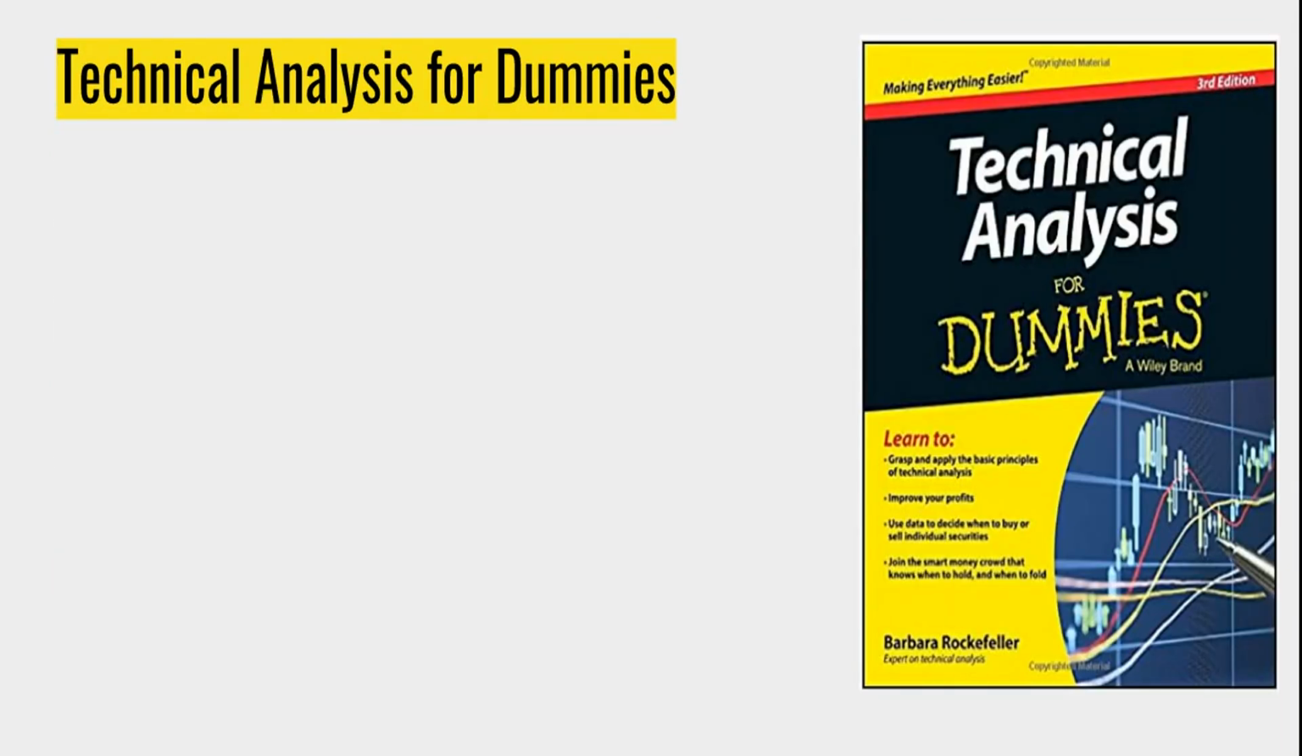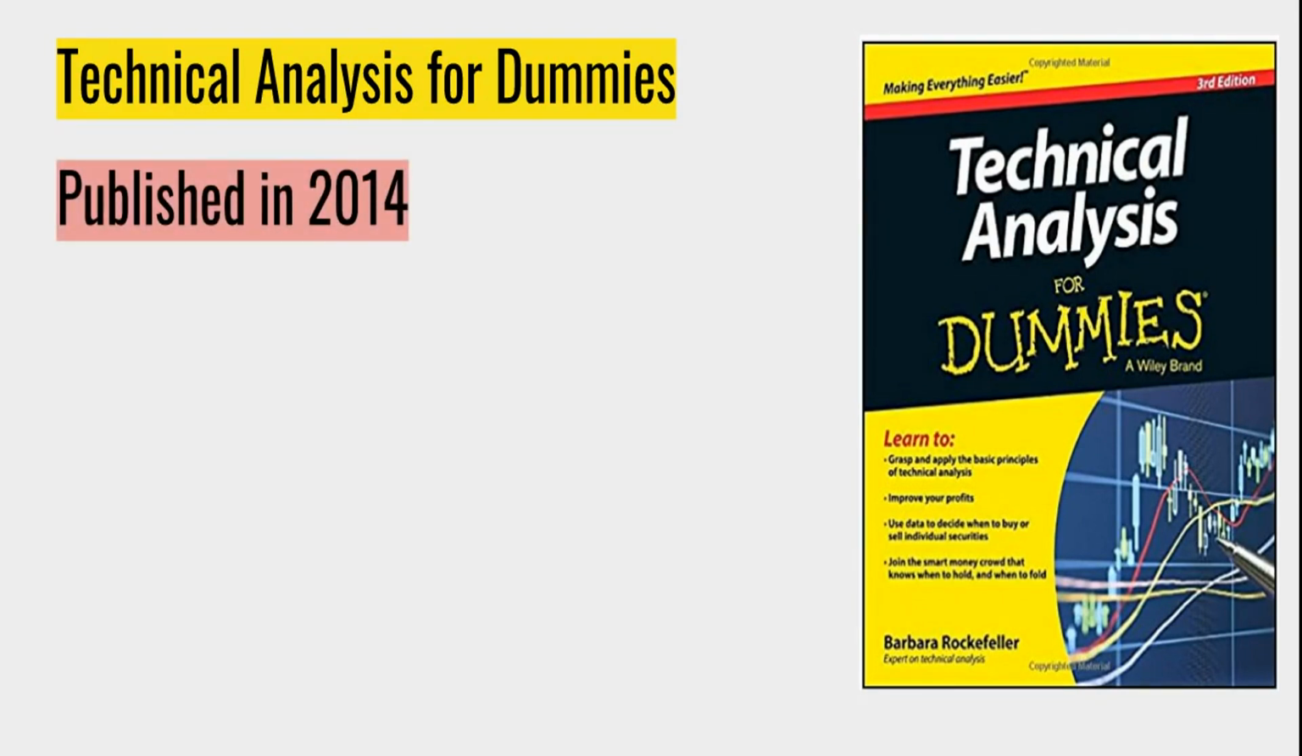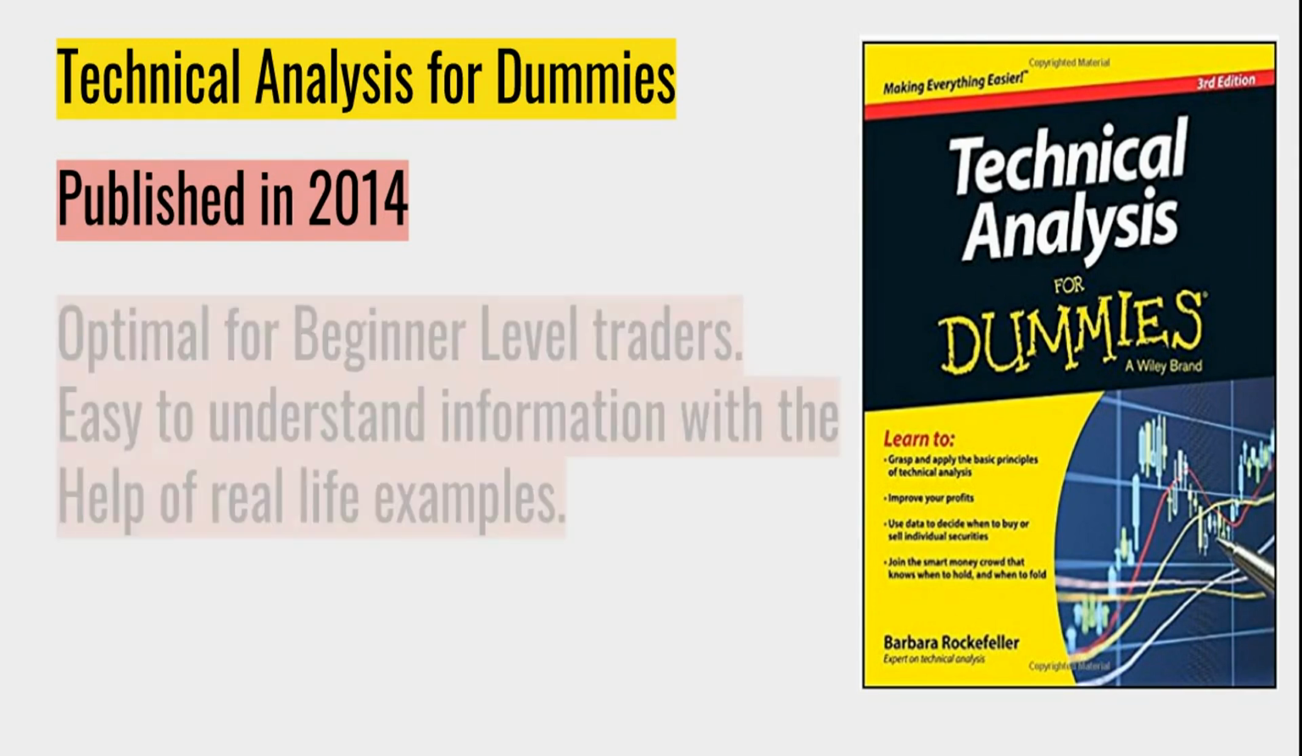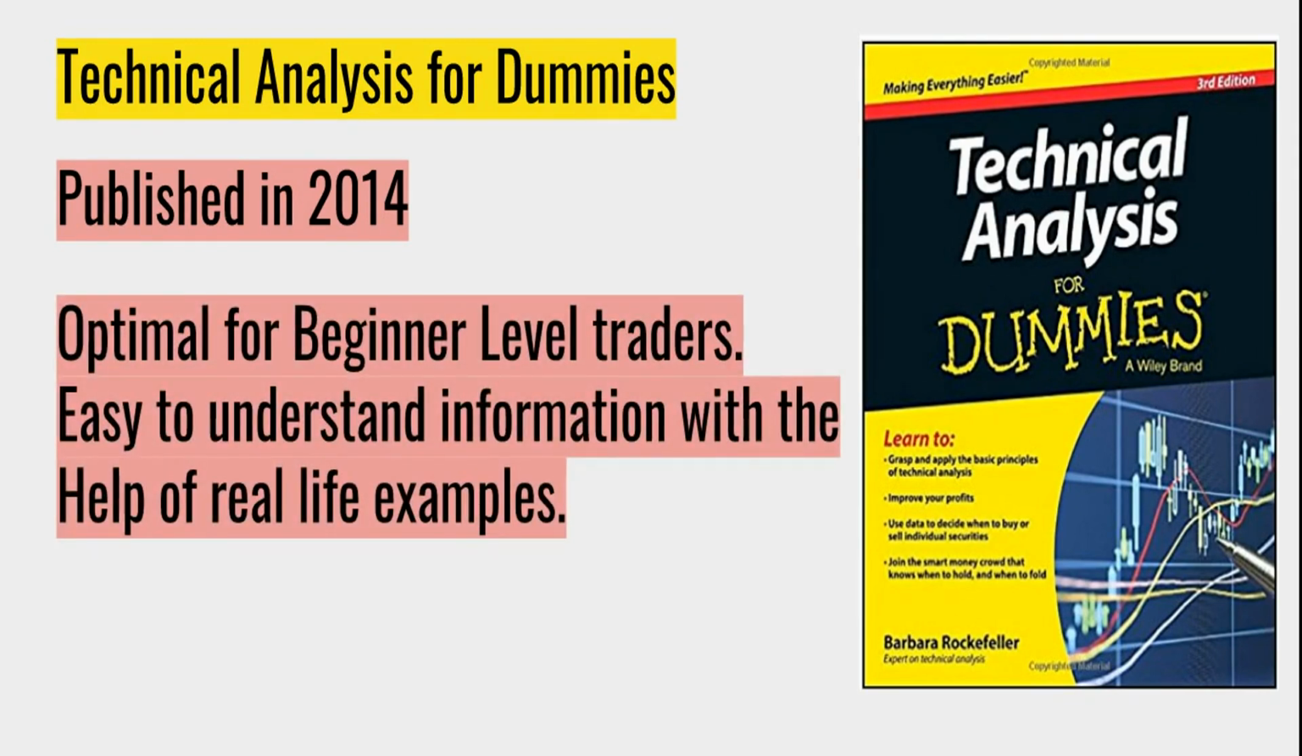Then we have Technical Analysis for Dummies. Now, as the name says, the book makes sense for people who have no idea about technical analysis, right from scratch. The book was written in 2014. It starts from the very scratch and makes sense for beginner level traders. Very easy to understand language, but if you're an intermediate level or expert level trader, stay away from it. This book is specifically written for beginner level traders with the help of real life examples. The book is priced at 1,300 rupees, at a very value for money sort of price.